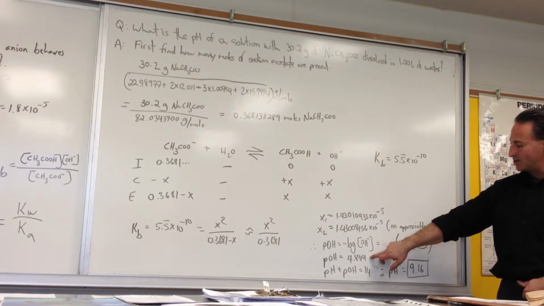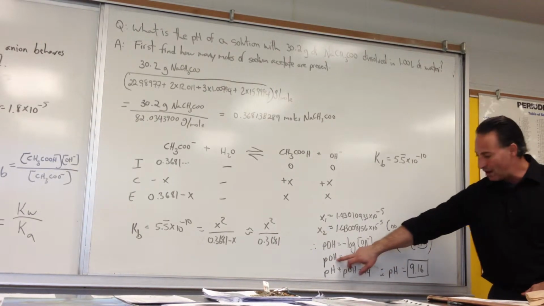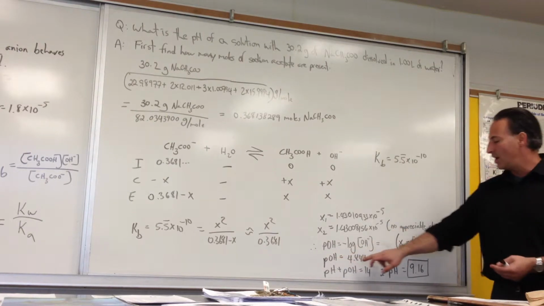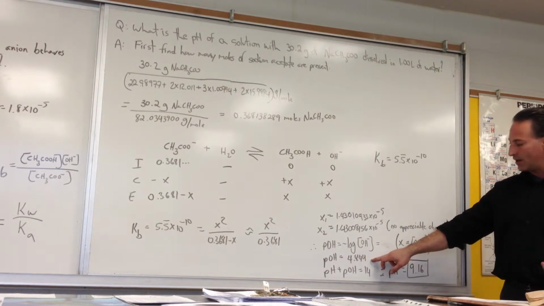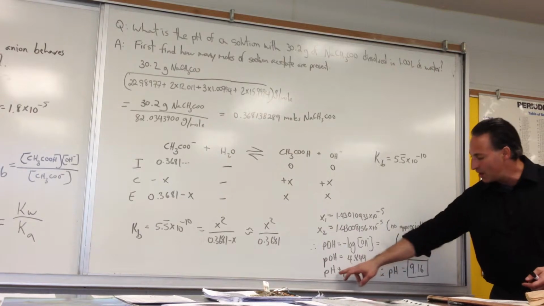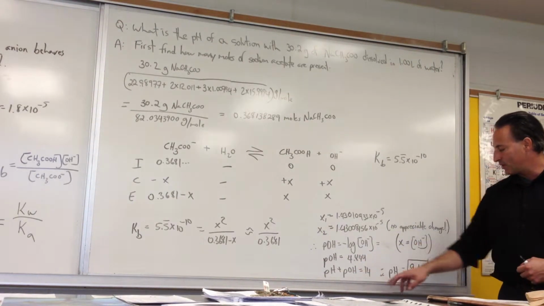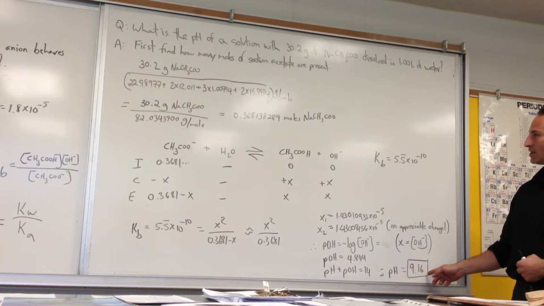You have to be careful at this juncture that you don't forget that what you have is a pOH. If the question in an exam asks you for a pH and you report a pOH, you're going to get the wrong answer. You have to do one more step. pH plus pOH equals 14. You subtract 4.8 from the 14 and you get the pH is equal to 9.16.